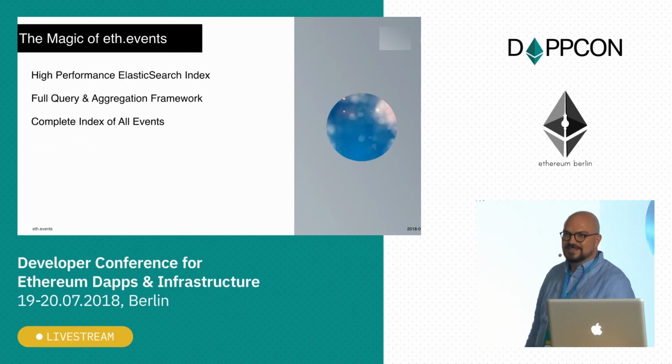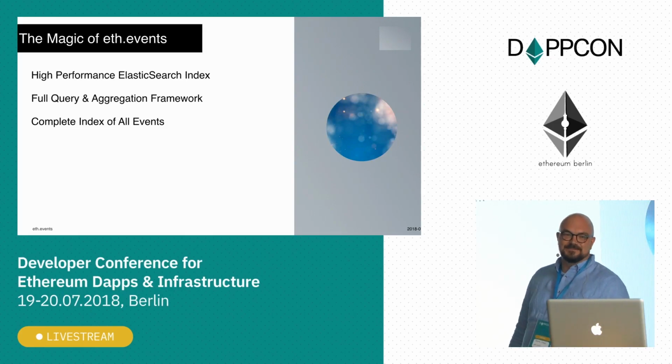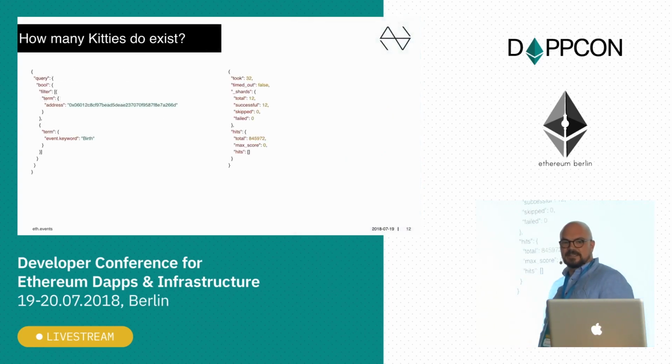Oh yeah, of course. What I was originally talking about, Eth.events. So we're going to solve a lot of these problems by providing an already existing index of all events that ever occurred on the Ethereum blockchain. You can query and aggregate the information, and yeah, this looks like this. So in case of the CryptoKitties, I hope you can read this.